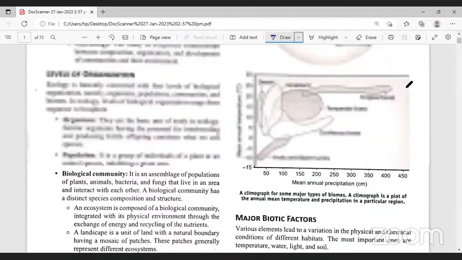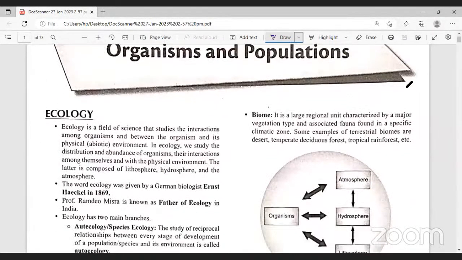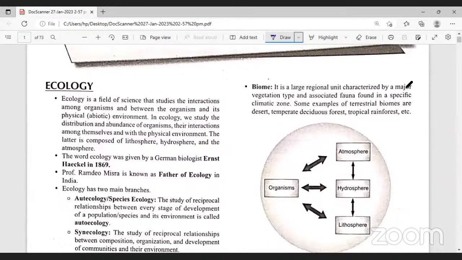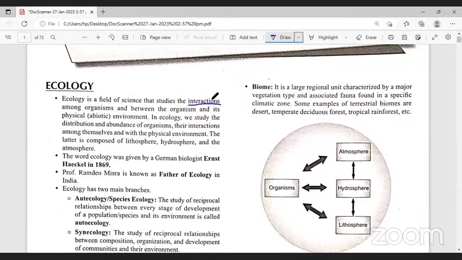First of all, we should know what is meant by ecology. It is nothing but a branch of science. Ecology is a field of science, otherwise called a branch of science, that studies the interactions among the organisms. First point, you must note it down. This is the interactions among the organisms and between the organism and its physical environment. What is the exact meaning? The interrelationship between the biotic factor as well as the abiotic factor.